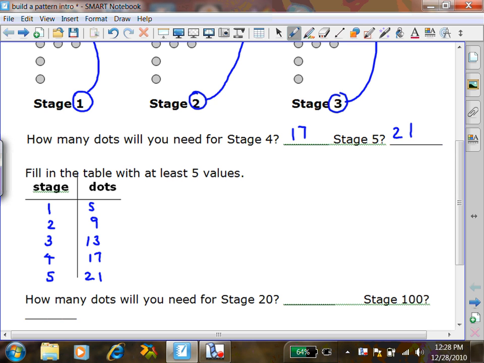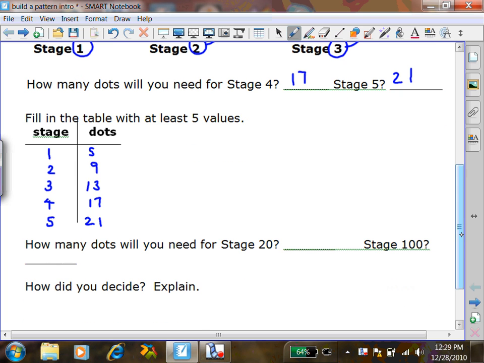So if we really, really wanted to, we could just keep going. We could say stage 6 and how many dots? Stage 7 and how many dots? And we could keep on going. That's a little tedious because we have to use the numbers we calculated before in order to figure out the next one. But it's doable. So let's start looking for some patterns. Let's look for some relationships here.